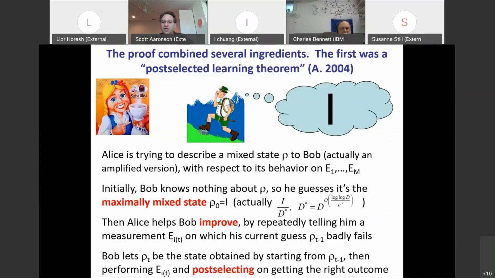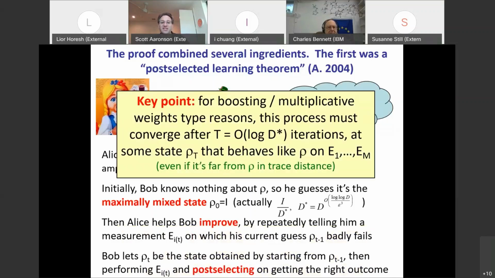Now, any of you who know machine learning might be reminded, this sounds kind of like boosting. It sounds kind of like what's called the multiplicative weights update method. This is very related to all of those things. Okay, and what we prove is that this has to converge after a number of iterations that goes only like the log of the Hilbert space dimension, maybe not to rho itself, but at any rate to some state that behaves like rho with respect to each of the m measurements, E1 up to En. Okay, and that was all that we needed. So that was the key point.